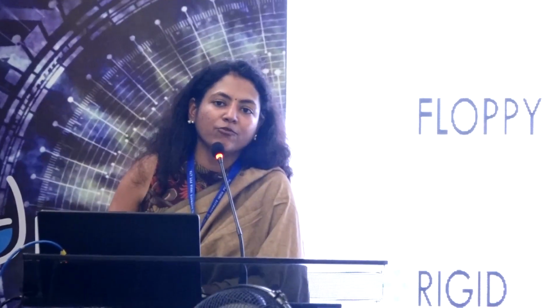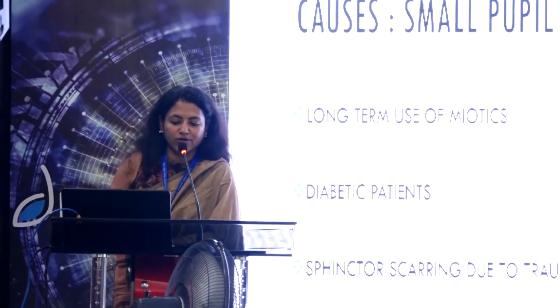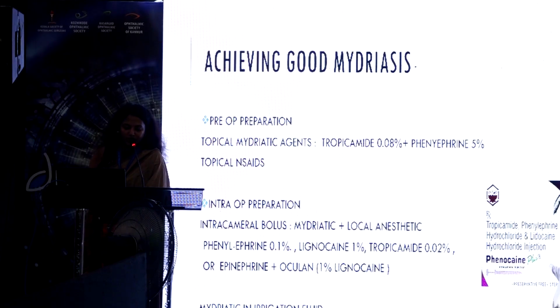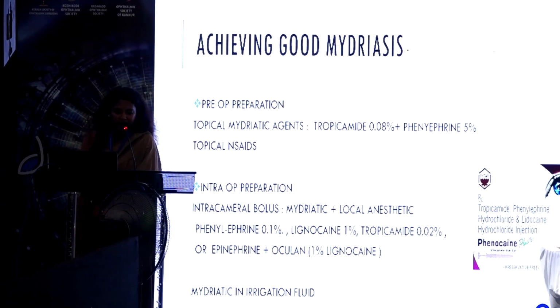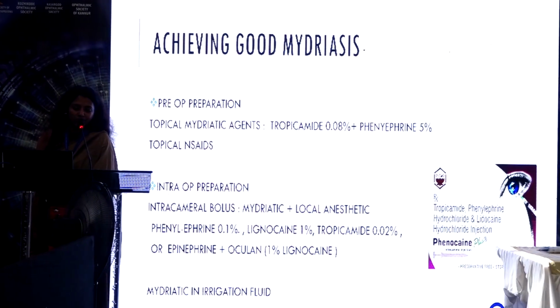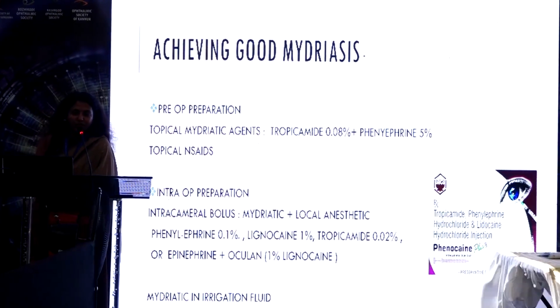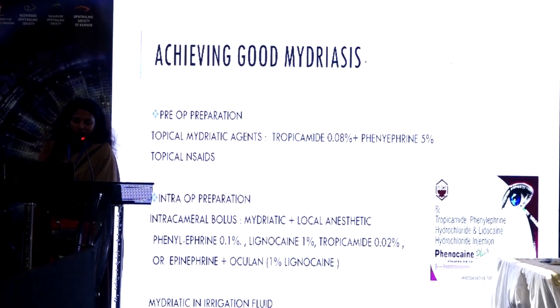So as previously discussed, we all know that small pupils are basically of two types. One is the floppy one which comes with IFIS, and the other is the rigid pupil which may be because of diabetes or long-term use of anesthetic combinations, phenylephrine 0.1% with lignocaine and tropicamide, or you can use epinephrine with oculan. That will help us to dilate the pupil intraocular.